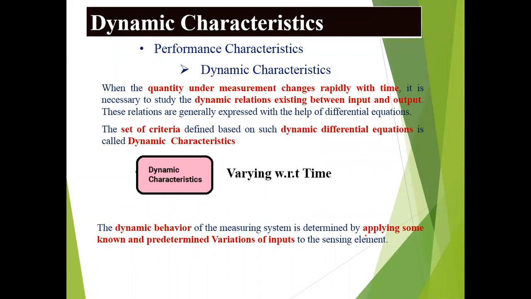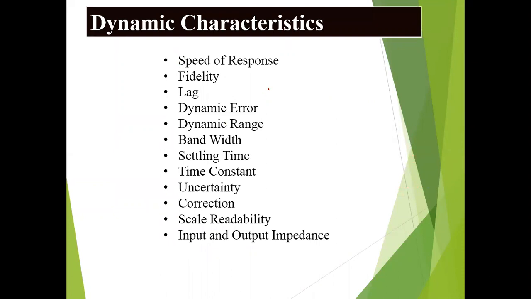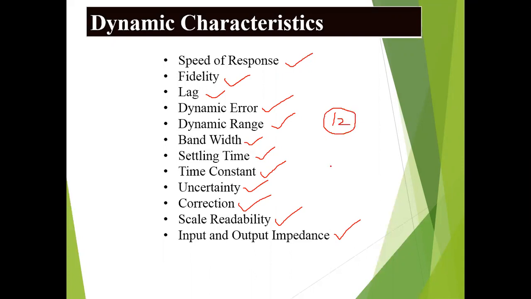Now, coming to how many types of dynamic characteristics. First one, speed of response, fidelity, lag, dynamic error, dynamic range, bandwidth, settling time, time constant, uncertainty, correction, scale readability, input and output impedance. In total, we have 12 dynamic characteristics present for an instrument. We'll see one by one.